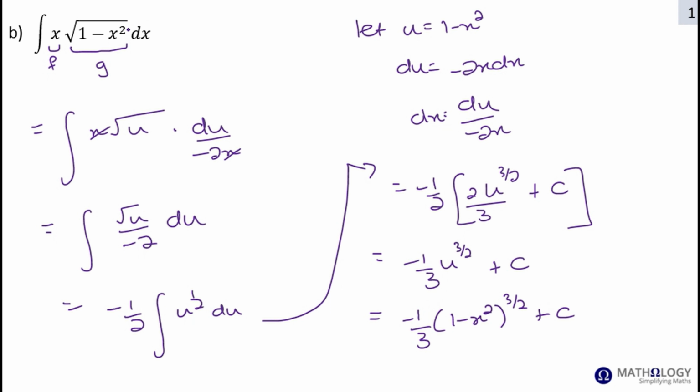And if you like, because the question was given to you as a surd, you can write this in a neater form if you want to. You don't have to. This will be the square root of 1 minus x squared cubed plus c.